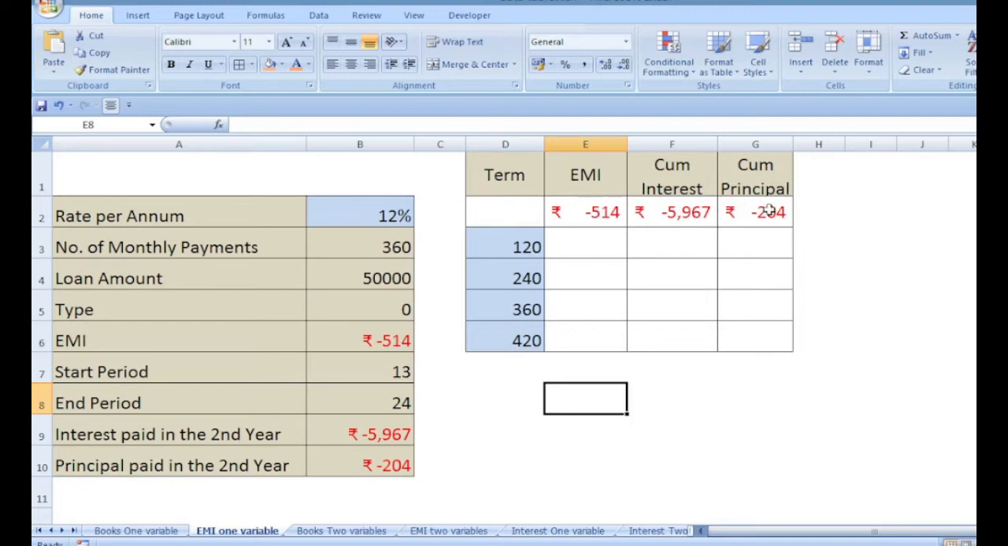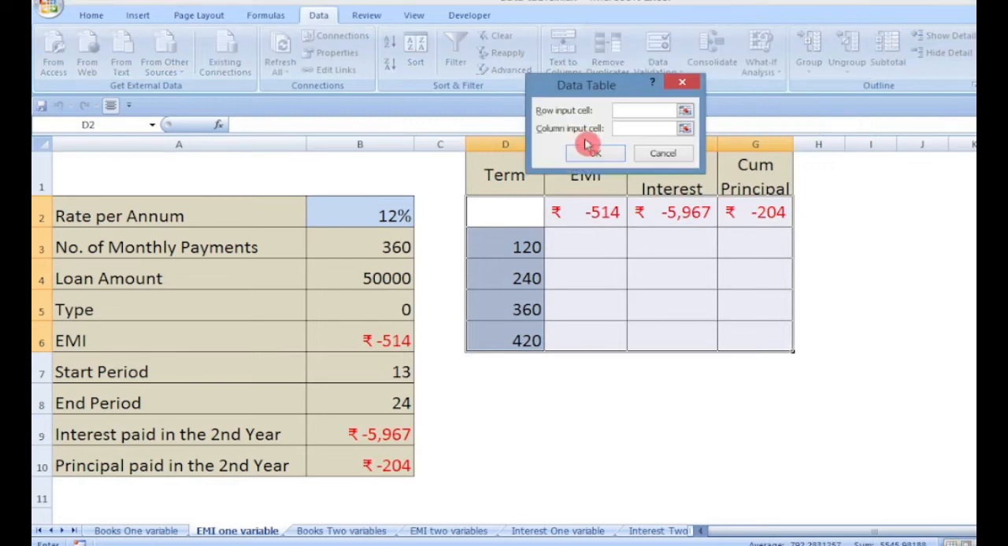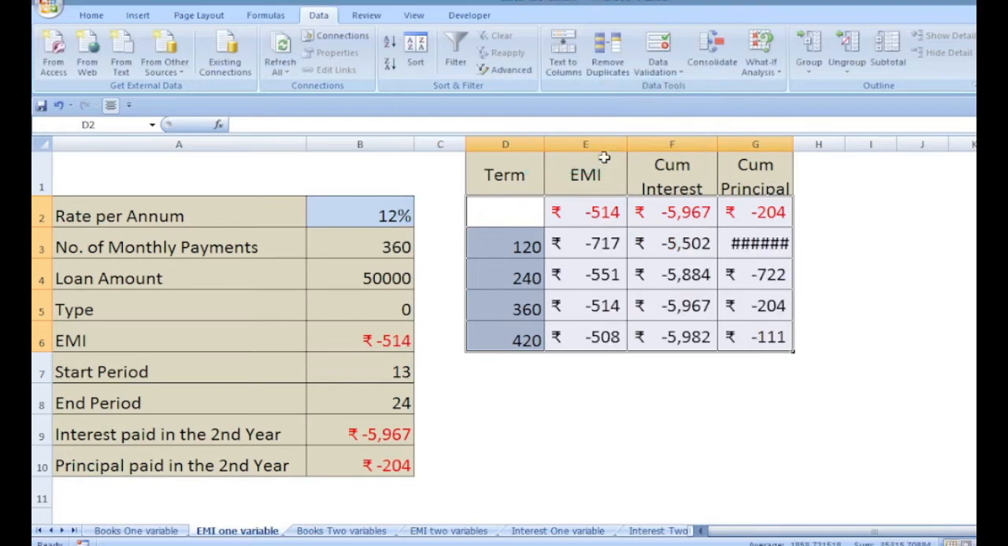The formula is the same because EMI has this monthly payment, cumulative interest and principal. So now I just select the data. The only thing that is different is the column input cell. We specified rate in the previous example. Now it is term, number of monthly payments, so it will be 360. Give OK. Now you can see that the whole table is filled with data pertaining to different terms of payment.